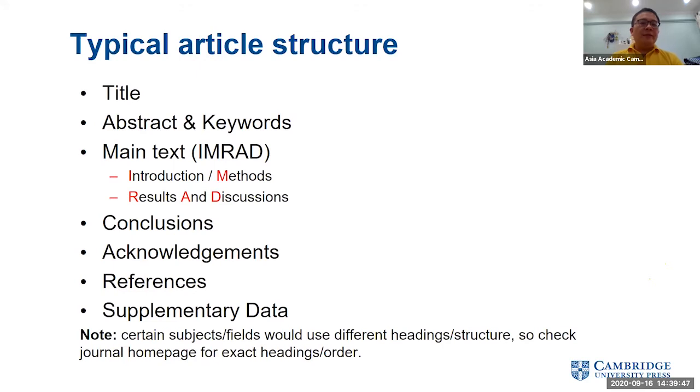For a typical article, this is the kind of structure that we will normally see. There will be a title, abstract, keywords, and then we move on to the main text. The main text could be along these lines, such as introduction, methods, results, and discussion. This is not something that's set in stone. It does vary between journals and also between subject areas. Towards the end there will typically be conclusions and acknowledgements. Sometimes you need to include a conflict of interest statement too, and definitely there will be references and supplementary data if required.